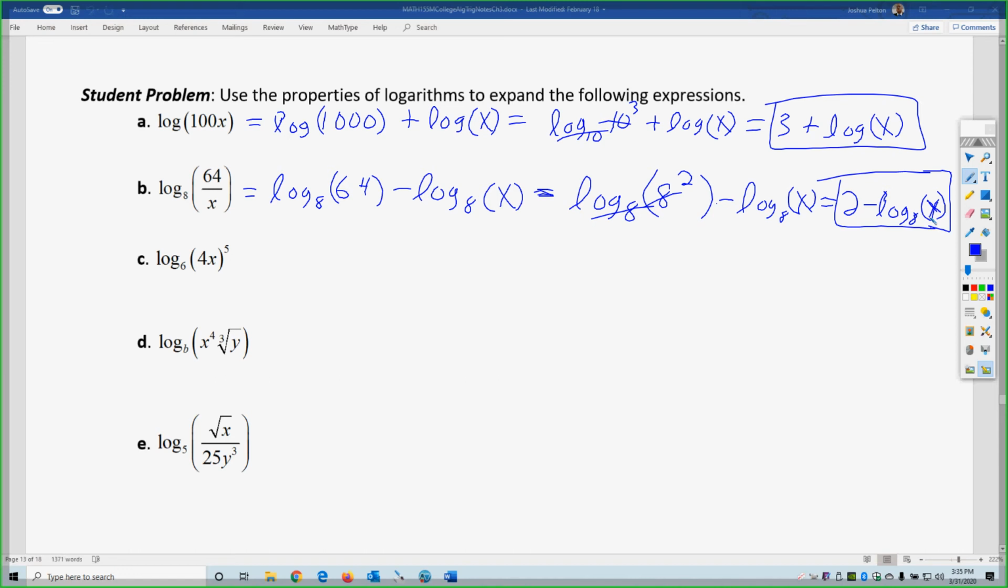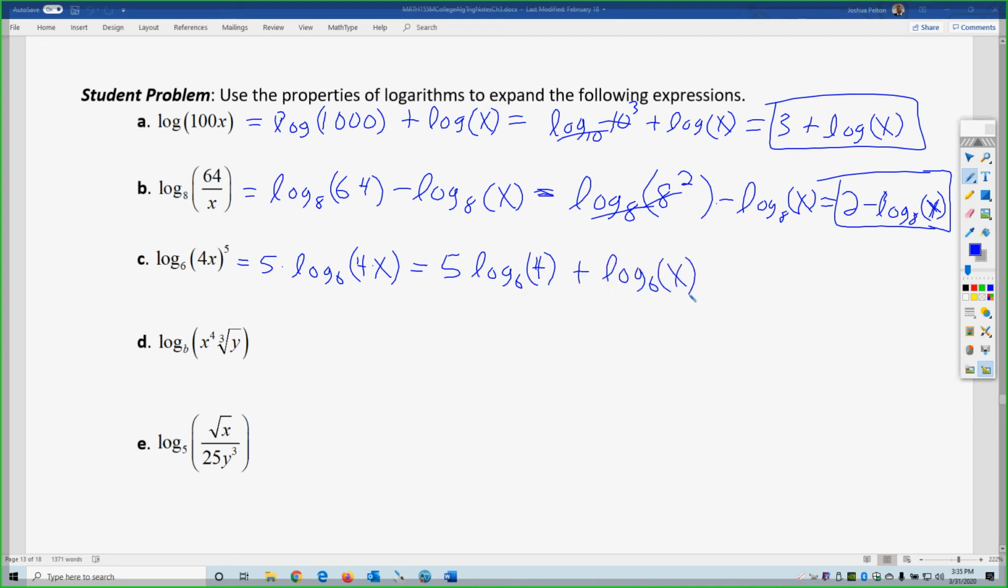Okay, next one. We have a 5 in there to take care of first. That's going to go out front using the power rule. So log base 6 of 4x. So this is now a product on the inside with the product rule. So we have 5 log base 6 of 4 plus log base 6 of x, which is incorrect.